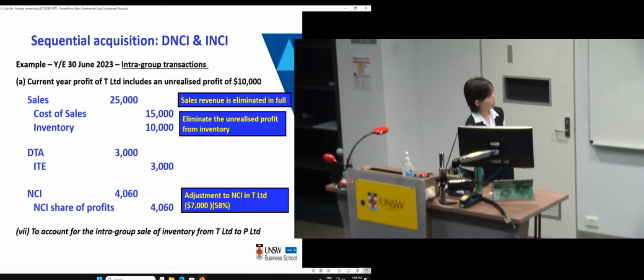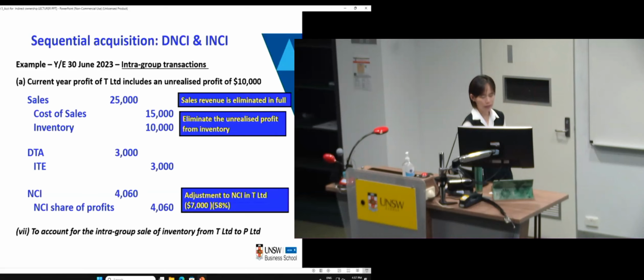And because this inventory is sold to the outside party in the current year, now this unrealized profit in the opening retained earnings is realized, right? So you can see these two line adjustments, debit ITE, credit cost of sales, increase the current year after-tax profit of the group by 7,000. So unrealized profit at the beginning, contained in opening retained earnings, is now realized in the current year by the adjustment for the current year cost of sales and ITE.